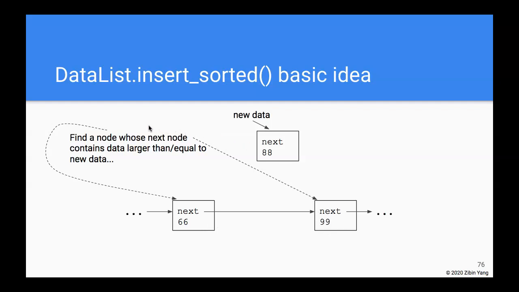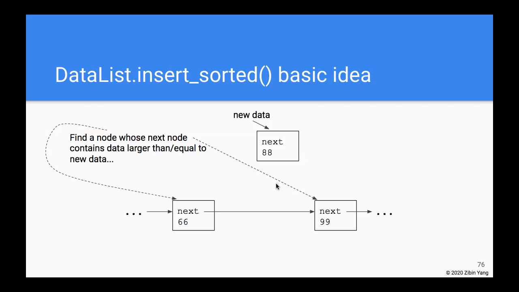So the right node is a node whose next node contains the data that is larger than the number we want to insert. So the right node here is the node that has 66. Its next node is 99. So we know then we have to insert the 88 after 66.